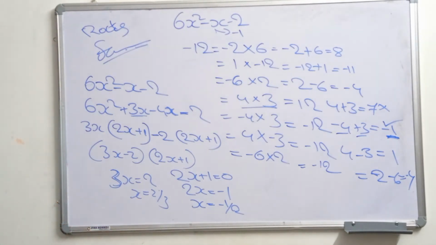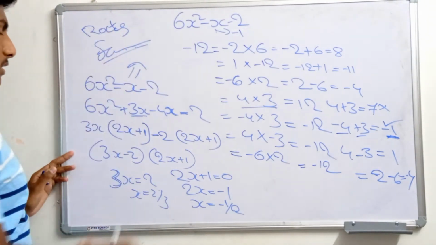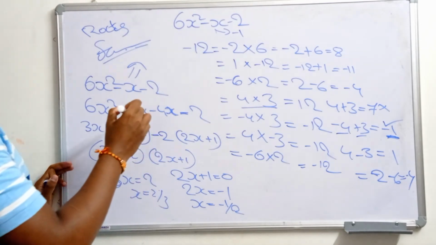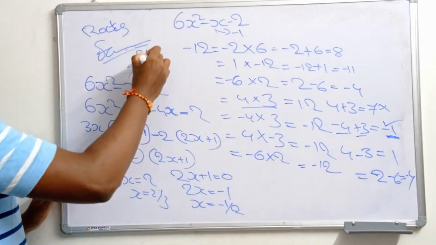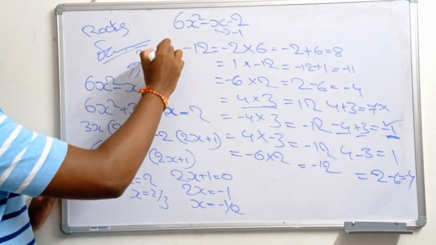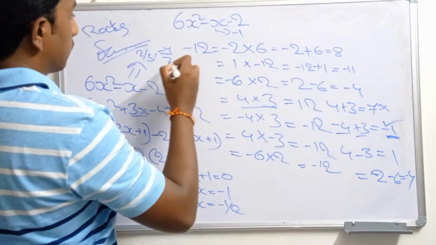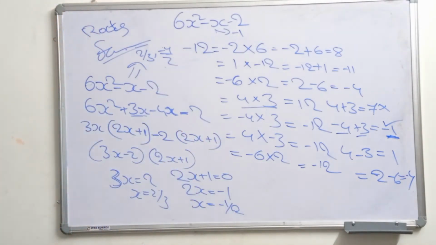2 by 3 and minus 1 by 2, these two are the roots of the given equation. 2 by 3 and minus 1 by 2 are the factors of the given equation.